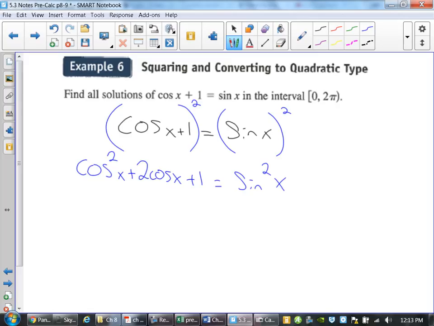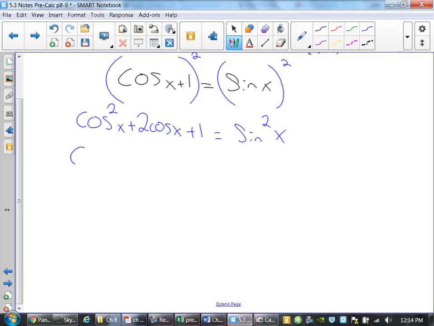Now, notice I have cosine squared, 2 cosine x, and a 1. And on the other side I have sine squared. Do you think I'm going to convert things into cosines or sines? Cosines, right. I'm going to convert things into cosines because I have a squared cosine and a normal cosine. So I'm going to put everything in terms of cosine. Sine squared is what in terms of cosine? 1 minus cosine squared, good. So I get this: cosine squared x plus 2 cosine x plus 1 is 1 minus cosine squared.